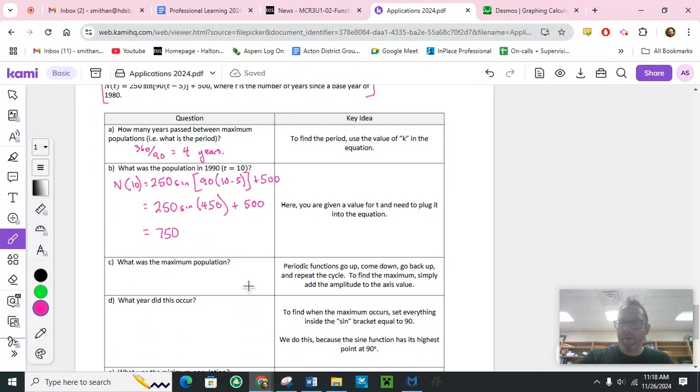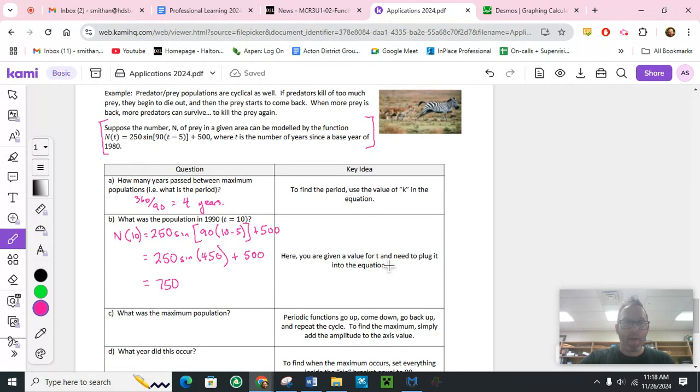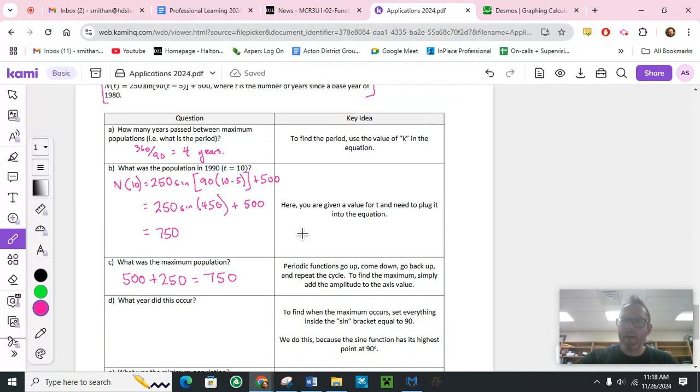All right, something else we're expected to do is find the maximum population. To get the maximum, you just take the amplitude and add it onto the axis. So our axis is 500, and we're adding on that. So that maximum is 750. But when does it occur? So let's do that right now.